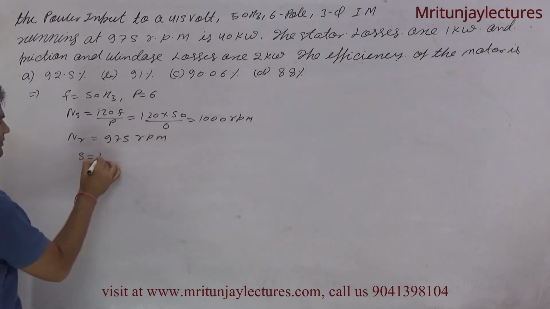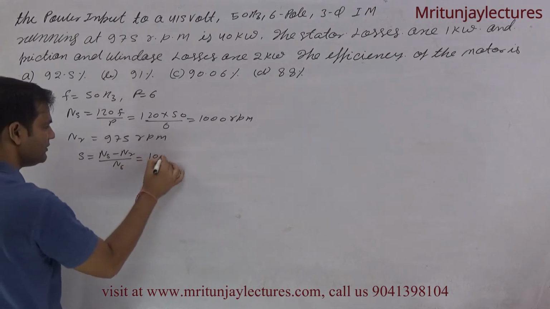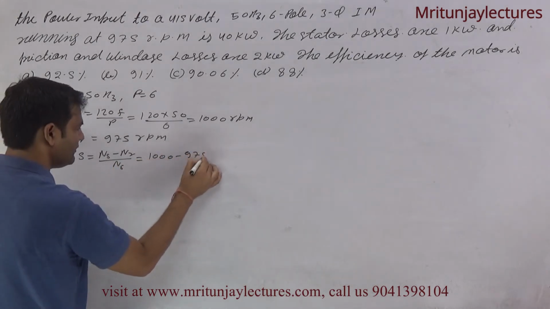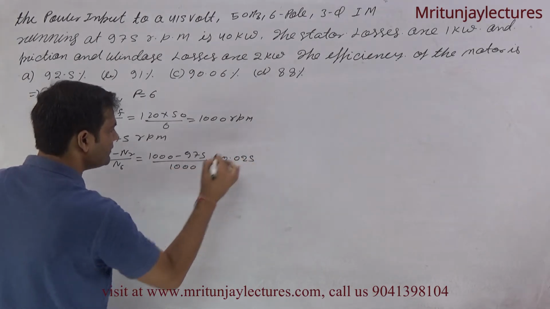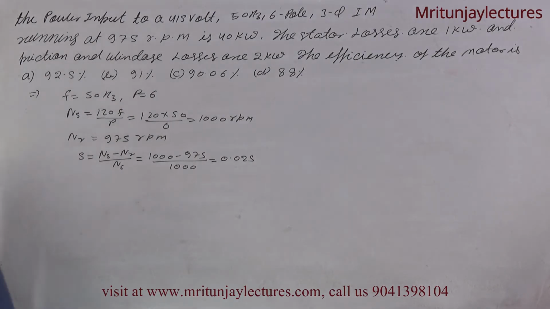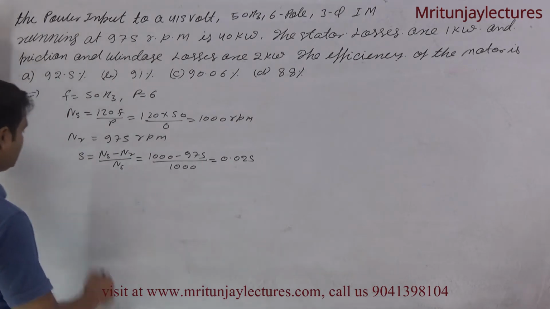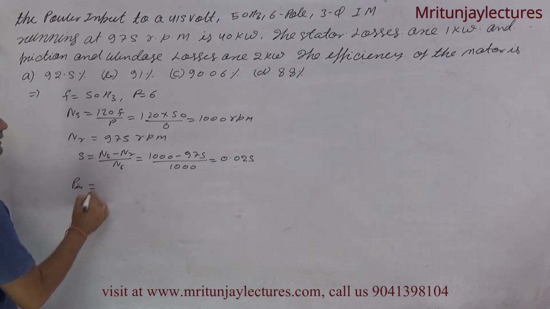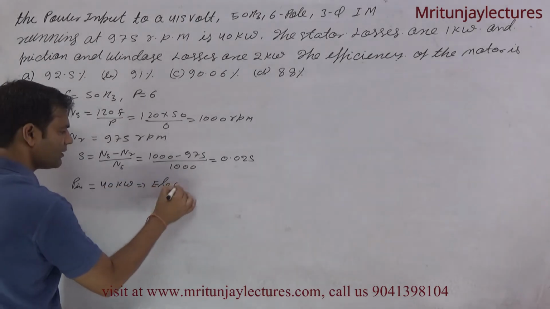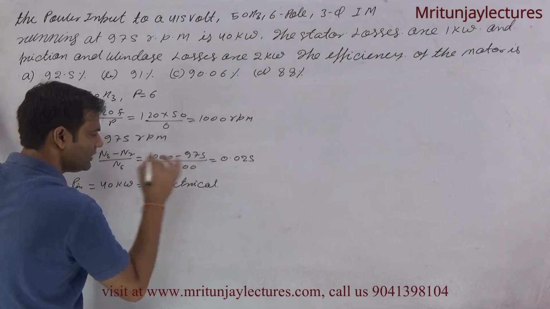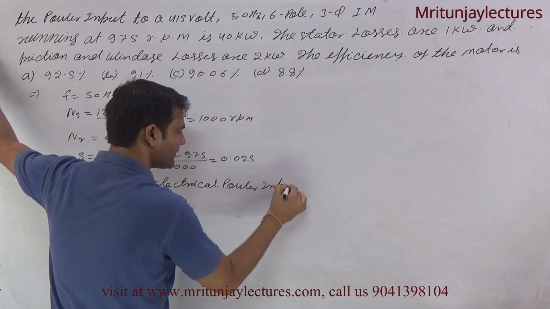So what about slip? That is NS minus NR divided by NS, that is 1000 minus 975 divided by 1000, that is 0.025. Clear? Now, corresponding to the question, the power input is P input, that is 40 kilowatt. That is the electrical power input. It is called electrical power input. Clear?